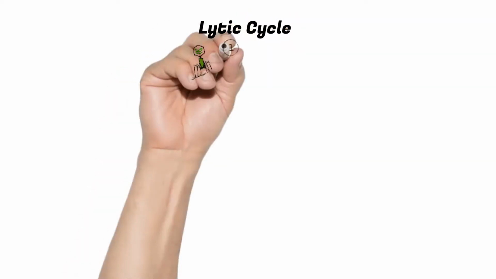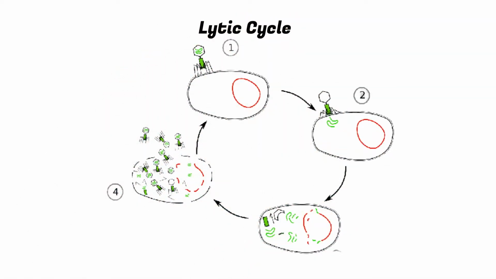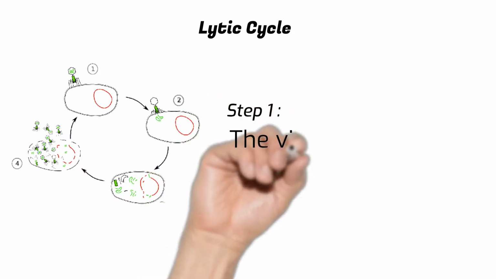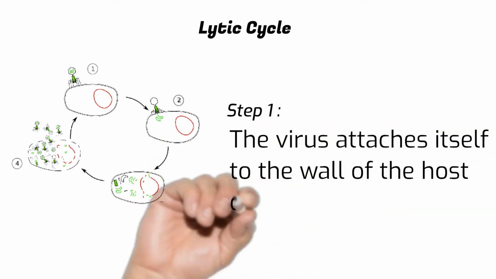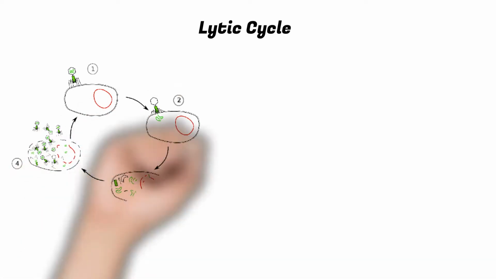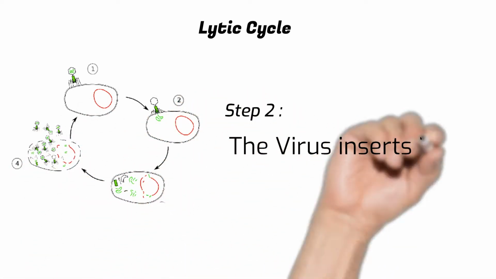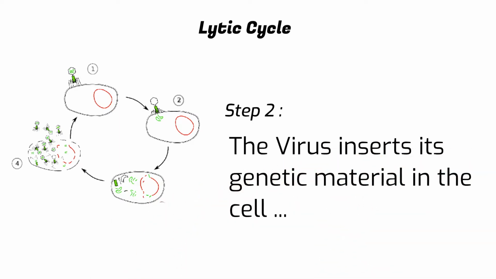This is the whole process. Let's take it step by step. The virus attaches itself to the surface of the host cell, waiting to enter its genetic material. Then, the virus inserts its genetic material through the cell wall, or even sometimes go through itself.